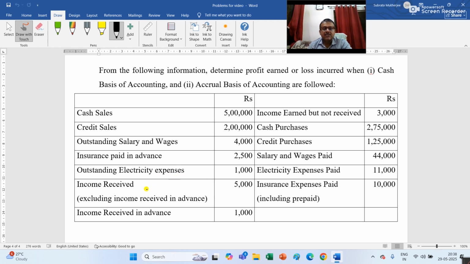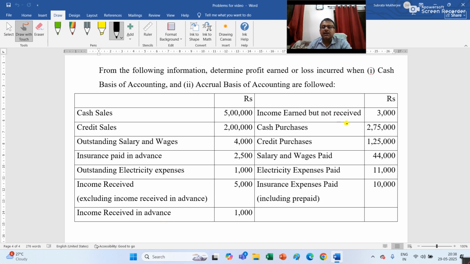Income received, that is cash account debit to income, and this amount will get reflected in both the basis of accounting, because your transaction journal entry is cash account debit to income. Now income received in advance, this income is basically a liability because this income is related to the next financial year. So your journal entry is cash account debit to income received in advance. It will get reflected in cash basis of accounting, but not in accrual basis of accounting.